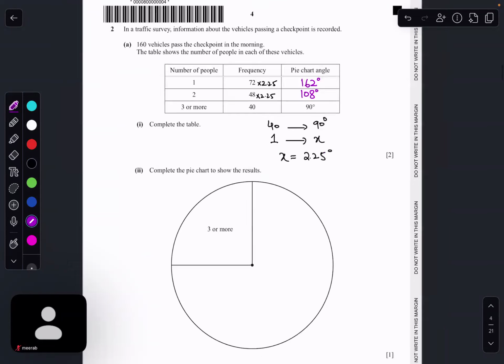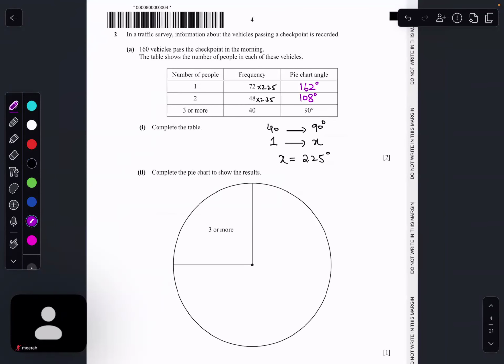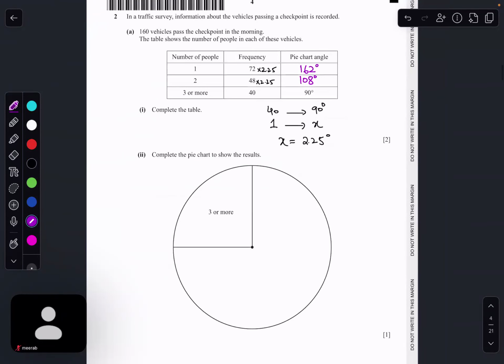All we have to do is mark it over here. Now, you should be using the protractor. Place the protractor over here. I'm just going to randomly mark it, but you should be placing a protractor over here. So let's say this is 162, less than 180 over here. And this is slightly above 90, so 108.